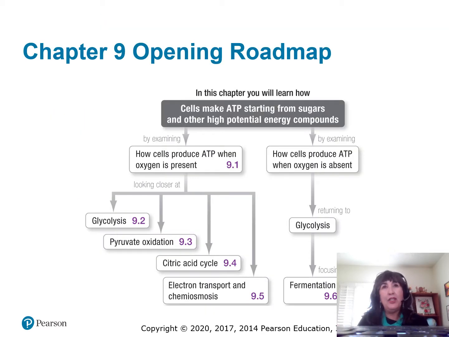Okay, so in this chapter, we're going to learn how cells make ATP starting from sugars and other high potential energy compounds, and how we produce ATP in the presence of oxygen, and to know the 4 steps of cellular respiration. Then we'll also talk about fermentation, in other words, the production of energy in the absence of oxygen. So this chapter is all about producing energy.